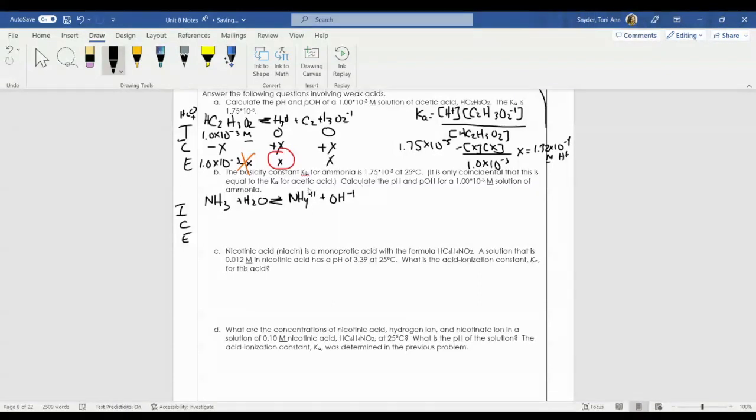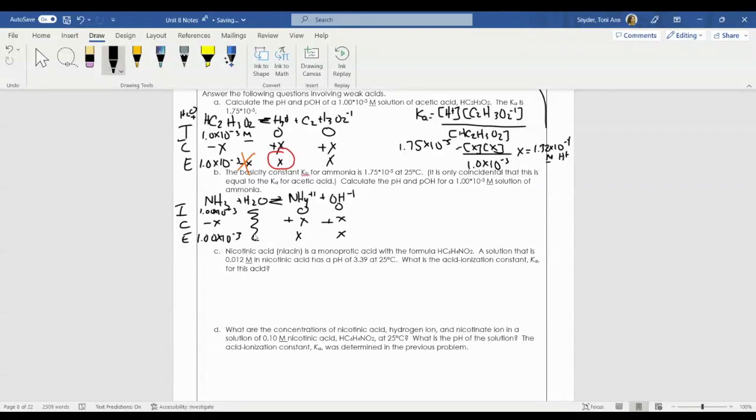I have an initial concentration of ammonia, and this is a weak base. And I know it's a base because it's giving me the value for Kb. So if it gives you the Ka, you know that's an acid. If it gives you the Kb, you know it's a base. So let's see. 1 times 10 to the negative third. This is water, so we don't have to worry about that. 0, 0, minus x, plus x, 1.0 times 10 to the negative third.